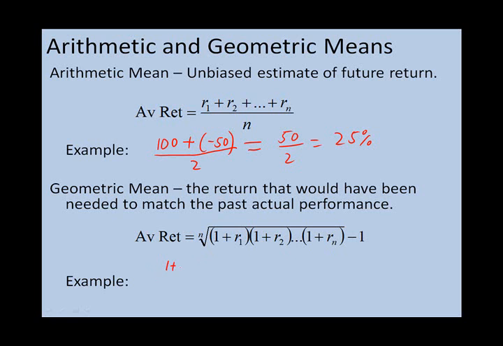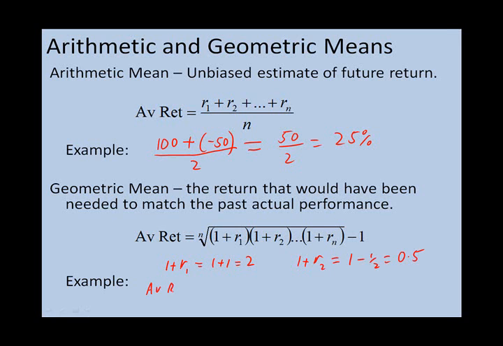1 plus the return in year 1 is going to give us 1 plus 1, which is 2, because the return was 100%, or 1. We have 1 plus R for year 2, which was minus a half, because it was minus 50%. Now let's put these things into the formula.